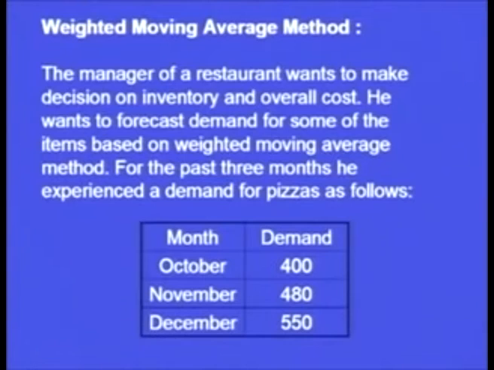Now, suppose this problem has to be solved using simple average. In simple average, what will we do? We will add 400 plus 480 plus 550 and divide the total sum by 3. That becomes the simple average. Now, if we have to solve this problem using a moving average and we take the period to be 2, then what will we do? We will add 480 plus 550 and divide it by 2, and the average will be moving for every 2 periods. But here, in case of weighted moving average, we would be assigning certain weights to these observations, and then we will be forecasting maybe for the next month.